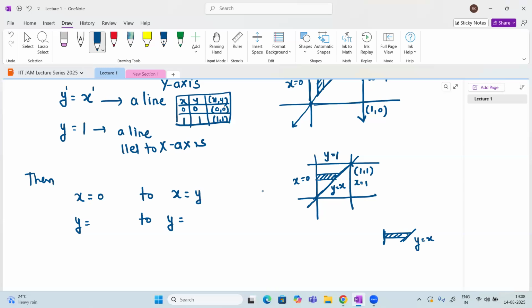And what do you think about the limits of y? We have to move the strip from bottom to top, 0 to 1. The strip will start here where the value of y is 0, since this point is 0, 0. And slowly this strip will reach up to this line where the value of y is 1. So finally we got the limits.